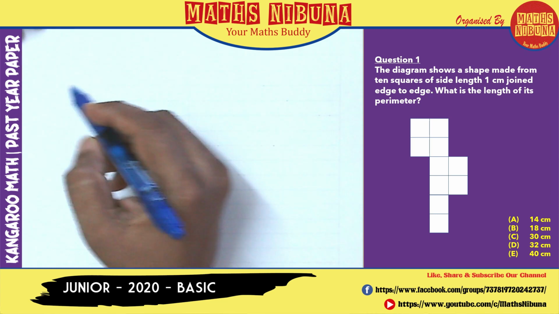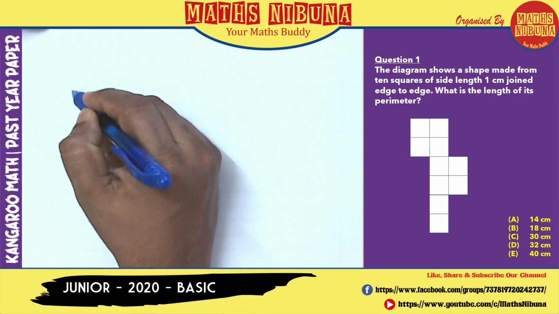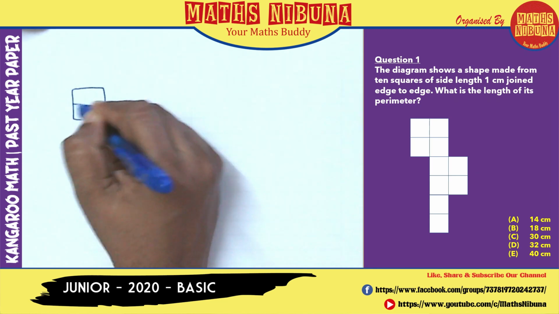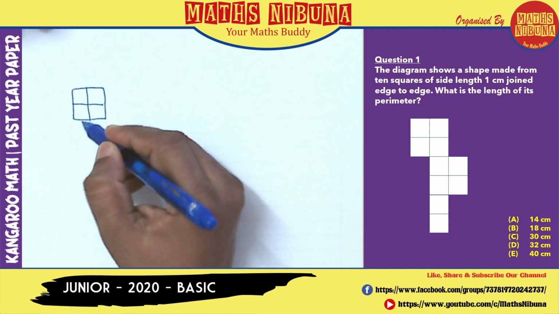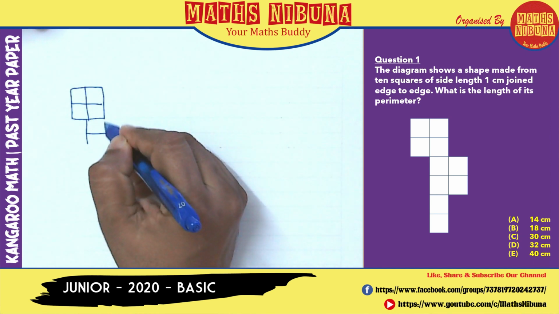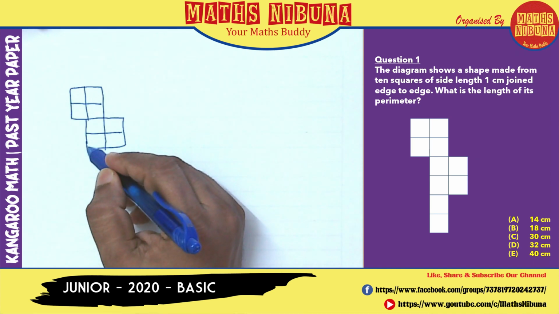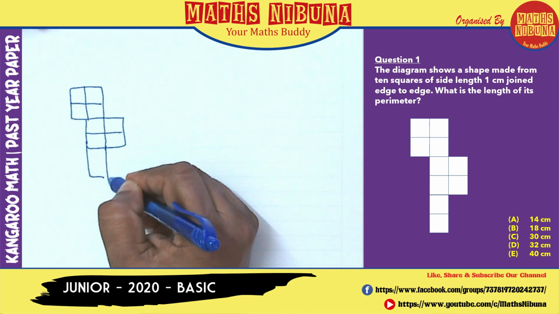Okay, so what do we do? What I can do, I draw first. But you don't need to draw anything, you can just add all the outermost sides to get the perimeter. Okay, no need to draw, right? This I just draw to show you only.